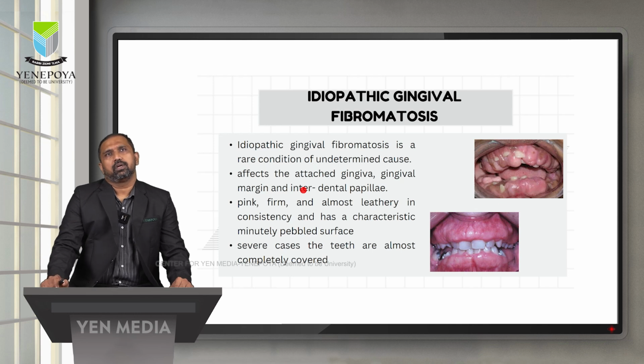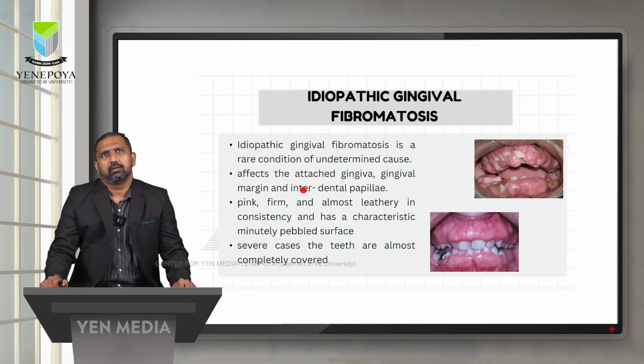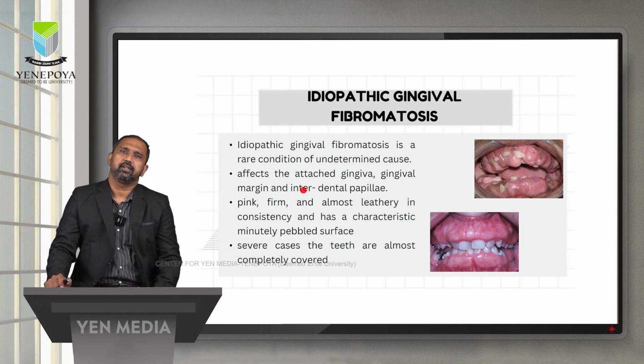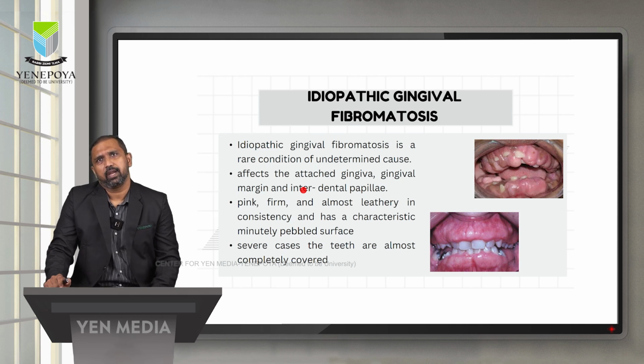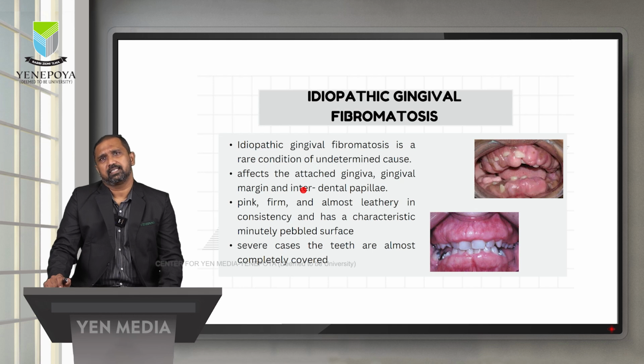Next is one of the rare enlargements, called idiopathic gingival enlargement. Now what exactly does idiopathic mean? It's related to a genetic condition where you get a typical growth of gingival tissues to a larger extent, and it becomes obviously visible to others. So most of the time when idiopathic gingival fibromatosis happens, it is usually an aesthetic concern for the individual.